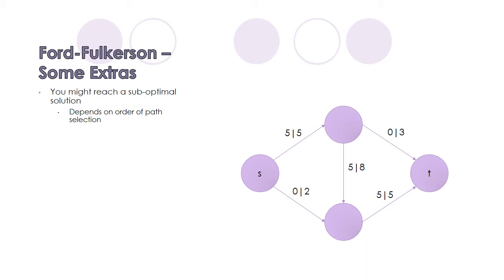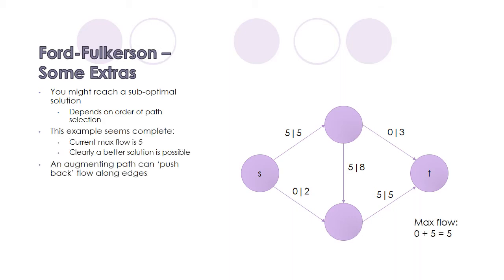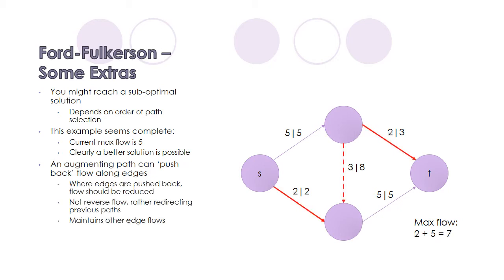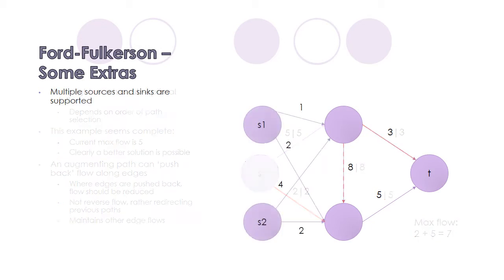So just to go over a few extra points, you might reach a suboptimal solution depending on the order that you've selected your path. It seems complete here. Our current max flow is 5, but if you look closely you can clearly see that a better solution is possible. Luckily for us, an augmenting path can push back flow along edges. So this path pushes back flow along that central edge, and in effect this redirects previous paths we've drawn, and this increases our max flow by 2 up to 7.